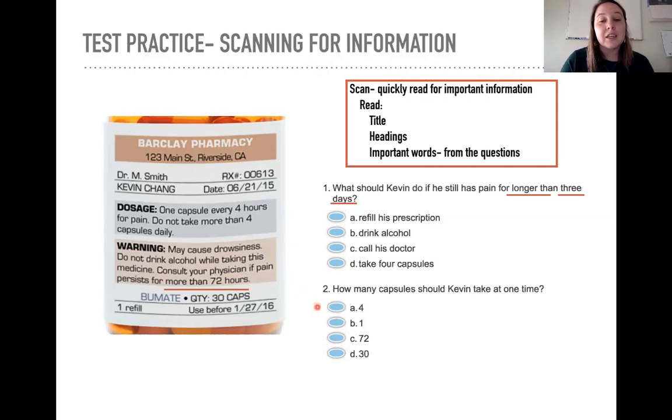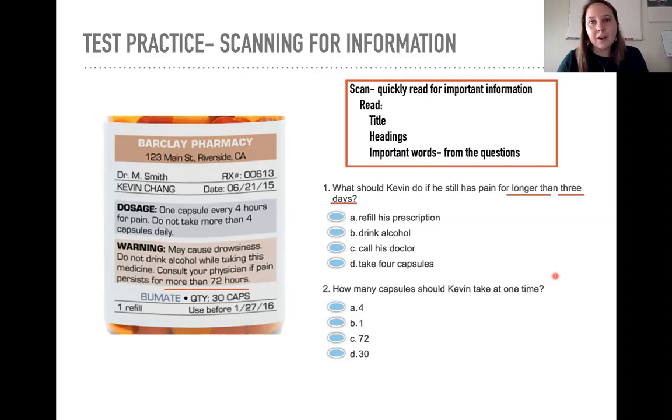So let's take a look now at number 2. Number 2 says, how many capsules should Kevin take at one time? How many capsules? The word capsule is just another word for pill. So how many pills, if this is a medicine, should Kevin take at one time?